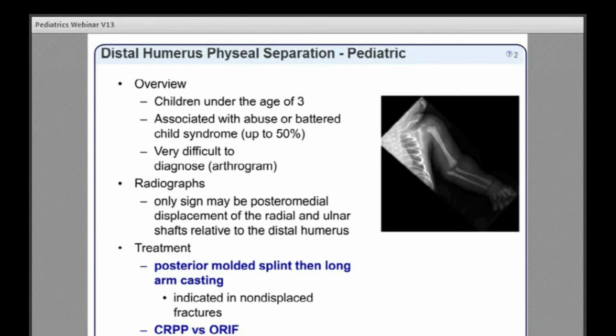In those injuries that are minimally displaced or non-displaced, a posterior splint and long arm cast are appropriate for treatment. For those displaced injuries, they're treated like supracondylar humerus fractures with closed reduction and percutaneous pinning.